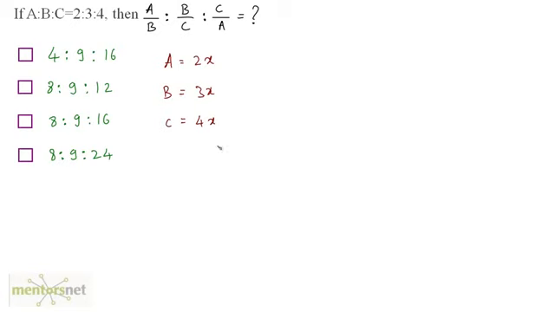Now you have the values of A, B and C. You can always calculate A by B, B by C and C by A. So A by B is equal to 2x by 3x, which is 2 by 3. B by C is equal to 3x by 4x, which is 3 by 4. And C by A is equal to 4x by 2x, which is 4 by 2, and which is 2 by 1.